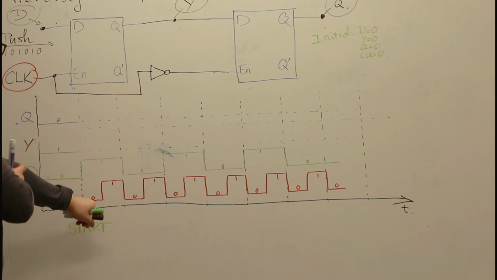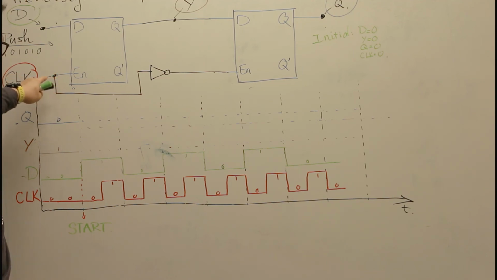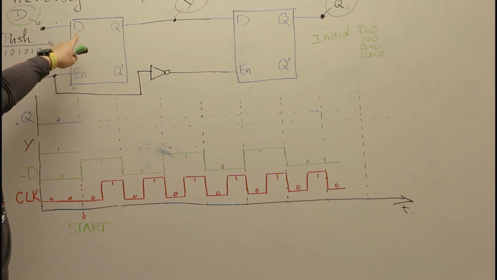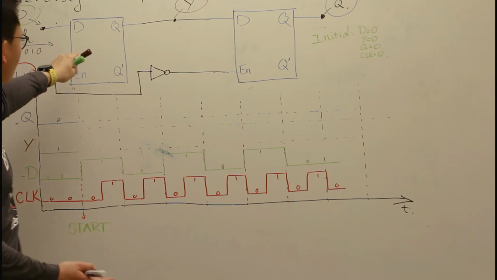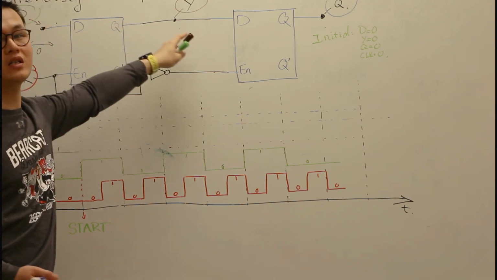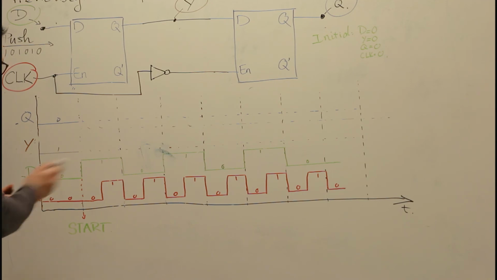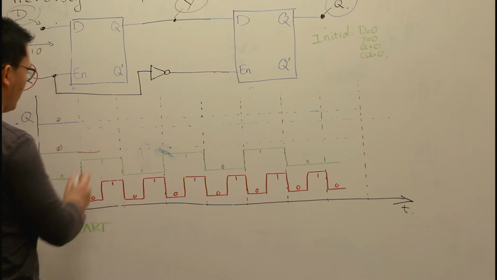Now, at this time I haven't turned on the clock yet. Let's say the clock is still 0. If the clock is still 0, then the D latch here is not transparent. Because it's not transparent, the signal from D cannot be transmitted through to Y. So Y should be at its original or previous state. Up to this time, it's still 0.